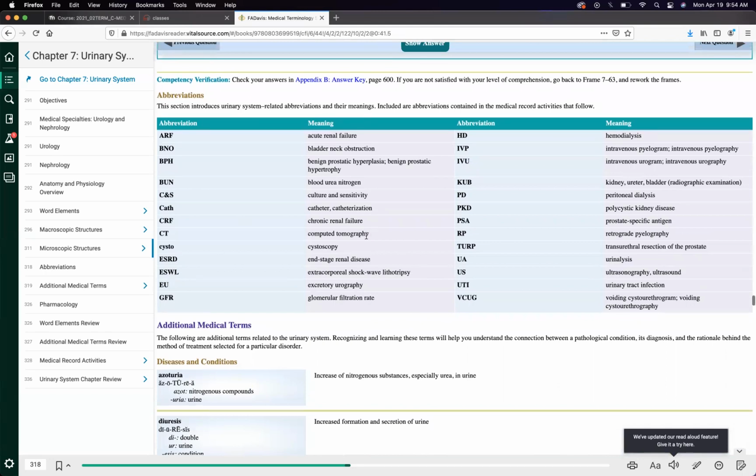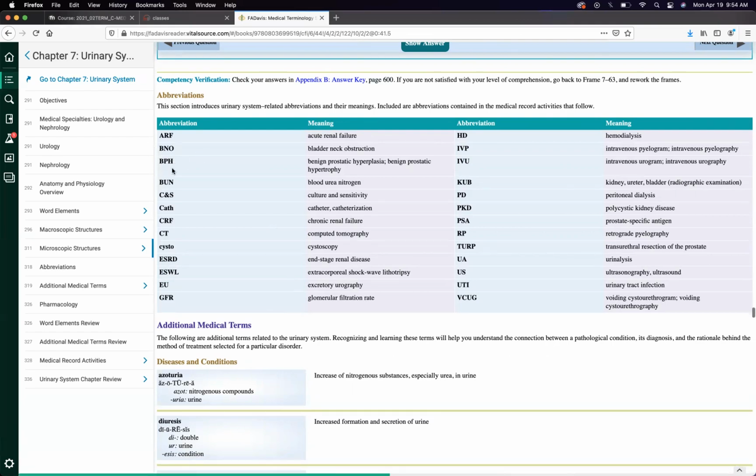Let's now look at some abbreviations. You have ARF and CRF. ARF is acute renal failure. That means it happened when? Right now. So let's say, for example, my patient got into a wicked motorcycle accident and then one of his kidneys got ripped out. That's acute renal failure. What's CRF? That's chronic renal failure. That's what happens over a chronic, pertaining to time, over a long period of time.